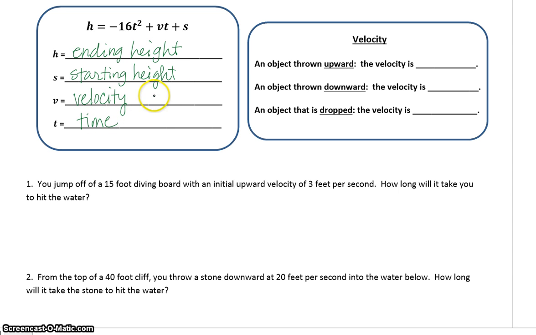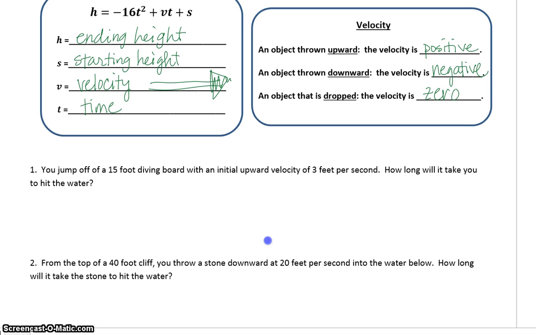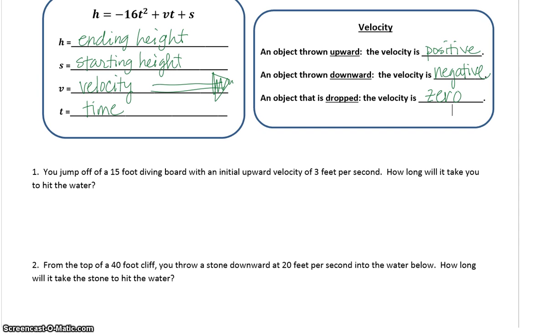So now let's talk about velocity more specifically. If you throw an object upwards, up in the air, the velocity is going to be positive. And if you throw it downward, like off of a building, towards the ground, it's going to be negative. And if you just drop it, you don't actually throw it, you just release it, the velocity starts at 0. Okay, so let's keep that in mind as we use this equation for real-life problems here.